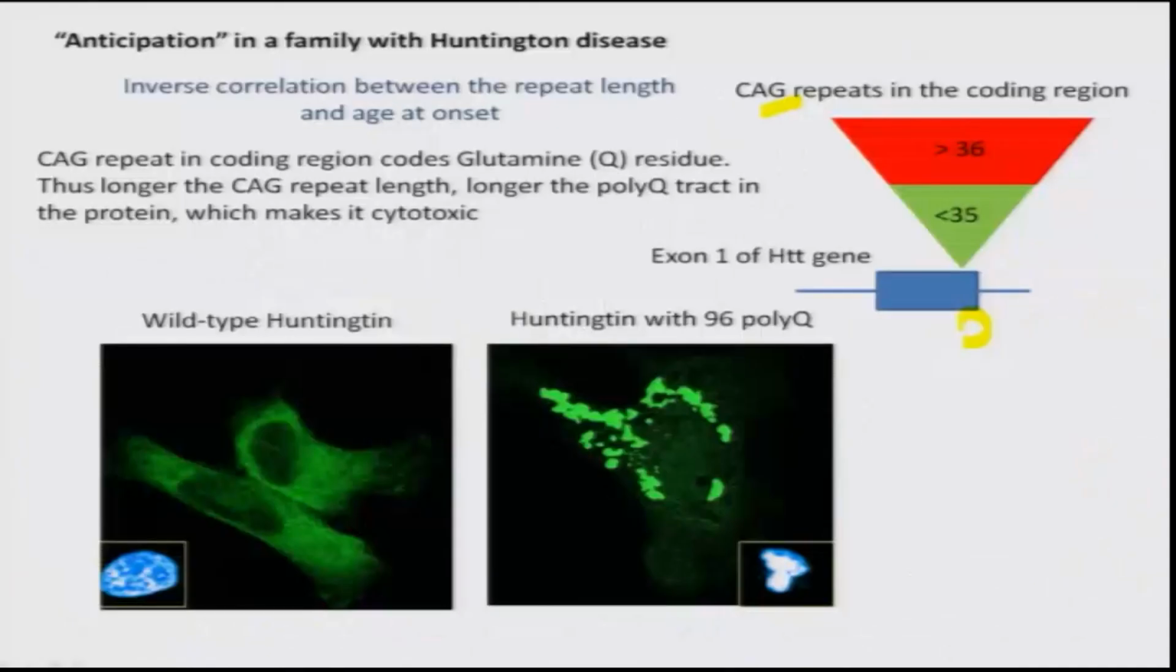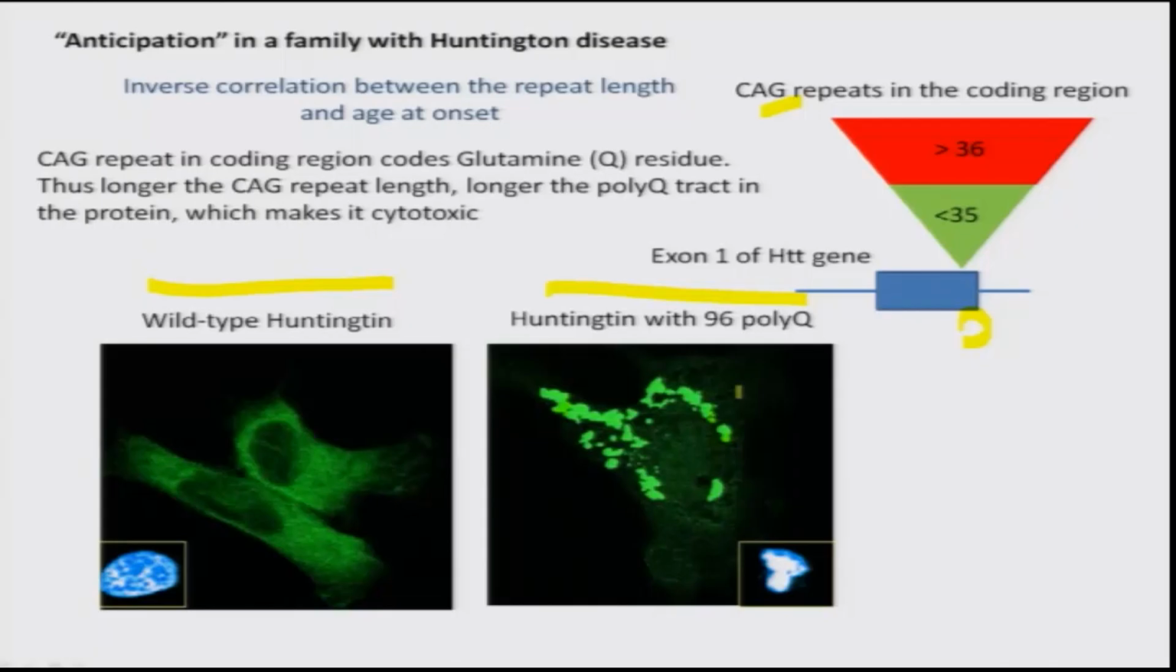This is a human cell expressing either the wild type Huntingtin, where you have a normal repeat range, which could be 25 or so, and another cell in which you have a 96 glutamine repeat. You can see how the signal looks. On the left side, there is a green signal all over the cell, in the cytoplasm, which is the normal distribution. But on the right side, you see large aggregates, and these aggregates can be toxic to the cell.